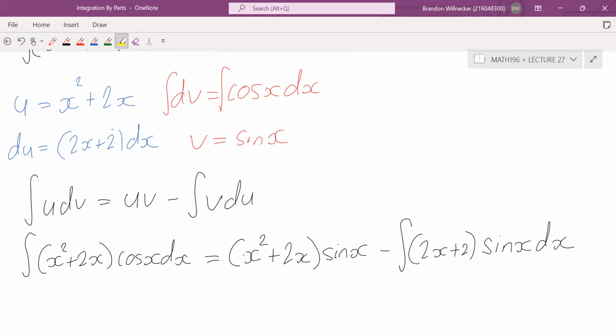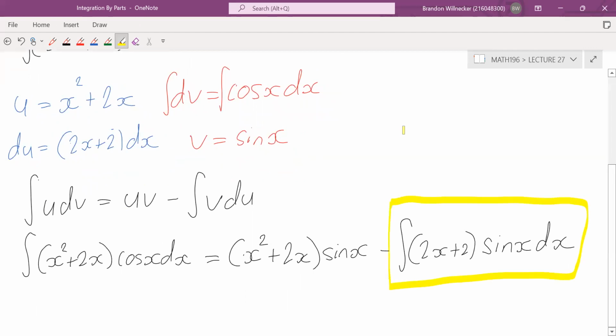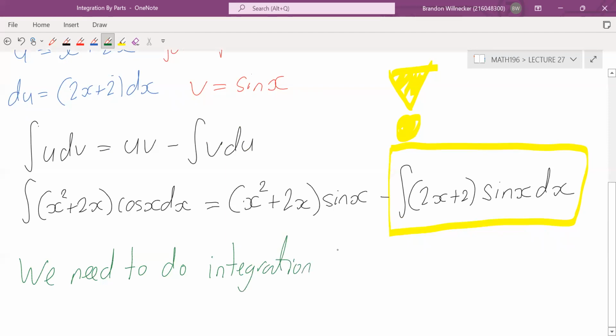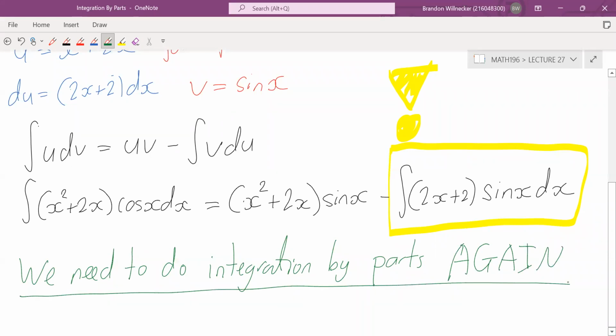However, if you notice on the extreme right, we've got this. Okay, so this is very similar to what we started with. Again, we've got a product of 2 things. So we need to do integration by parts again. Okay, so sometimes you have to do it more than once. Okay, so let's do it again.